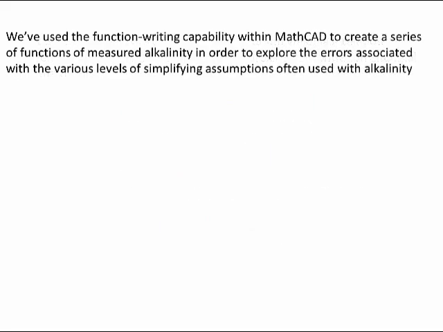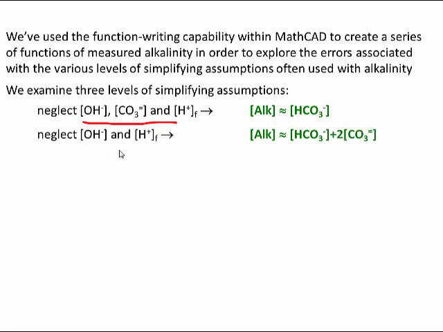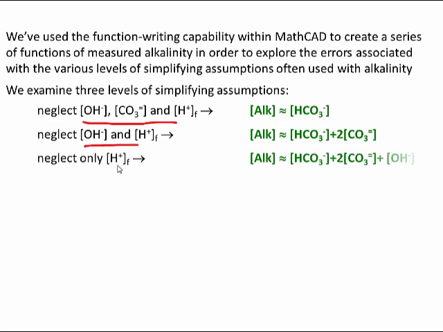So let's use the function writing capability of a MathCAD worksheet to create a series of functions, measured alkalinity, to explore the errors associated with the various levels of simplifying assumptions. We'll plot that over various ranges of measured alkalinity. So we examined 3 levels of simplifying assumptions rather than 2. We'll neglect hydroxide, carbonate, and the final hydrogen ion concentration. We'll neglect just hydroxide and the final hydrogen ion concentration. And we'll neglect only the final hydrogen ion concentration.